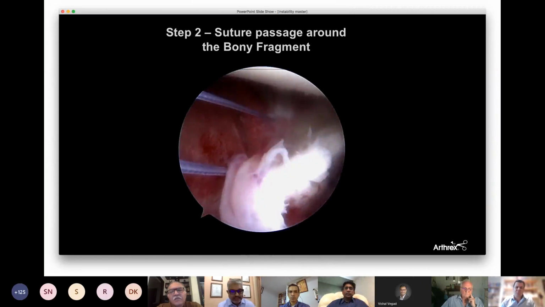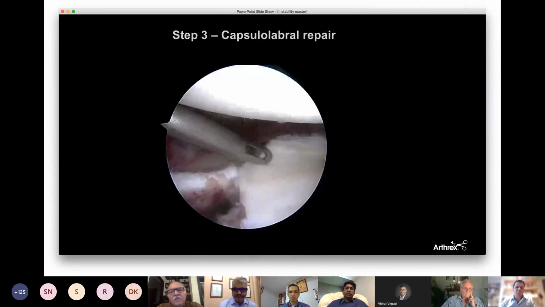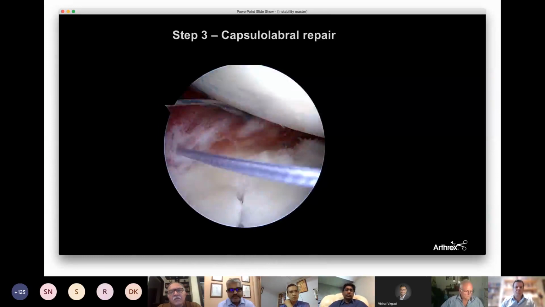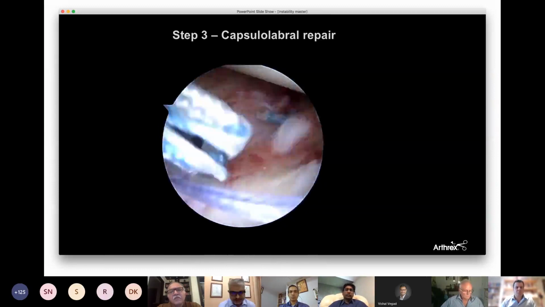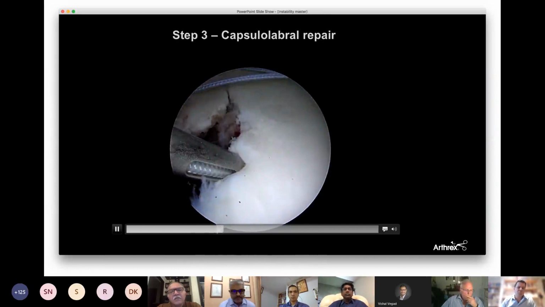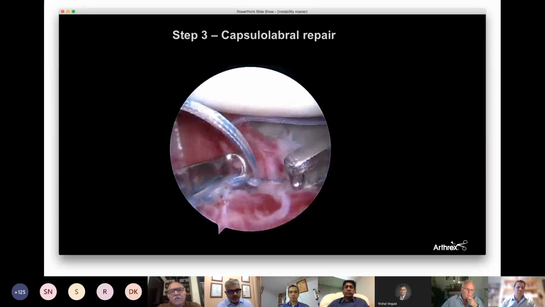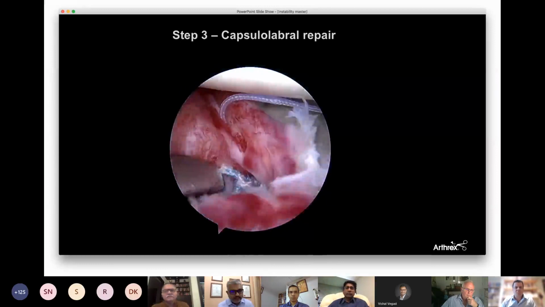Next slide, please. Once that is done, you rely on your ligamentous attachment of the IGHL and go in distal to the point where the fracture exits, and you're going to do a capsular labral shift. Likewise, you do the same thing at the superior edge of the fracture. Once you have these two points, this allows the fracture fragment to approximate. It's important to keep the labral ring intact, because if you don't, even if you approximate the ligaments, the fracture fragment might not come in. That's why maintaining the continuity of the labral ring is extremely important.